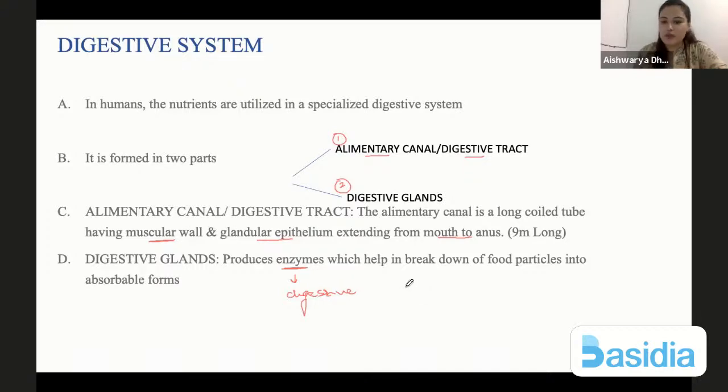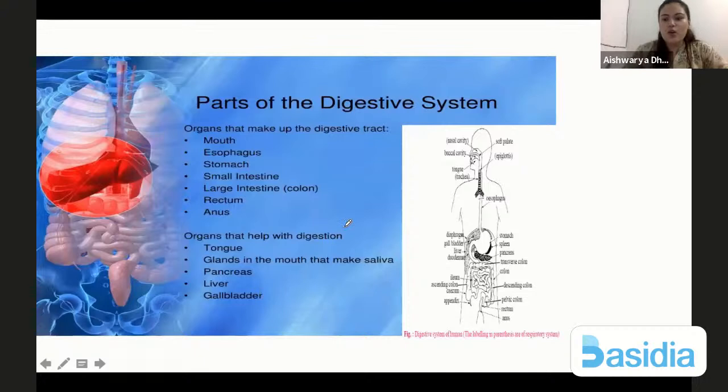Is there any doubt, anyone, so far? We are going to talk about the alimentary canal or the digestive tract in detail. So just an overview of what exactly the digestive system consists of. The ones that make up your digestive tract, they are mouth, esophagus, stomach, small intestine, large intestine, rectum, and anus. Esophagus is nothing but your food pipe.